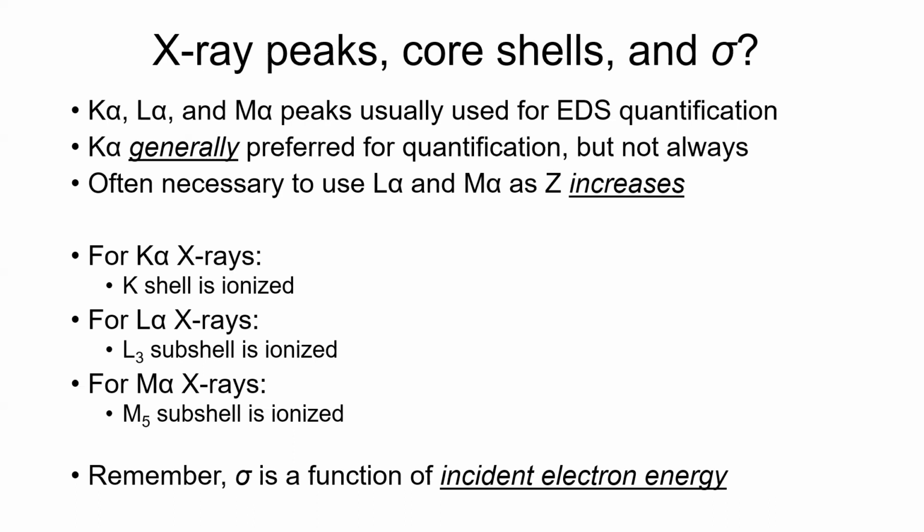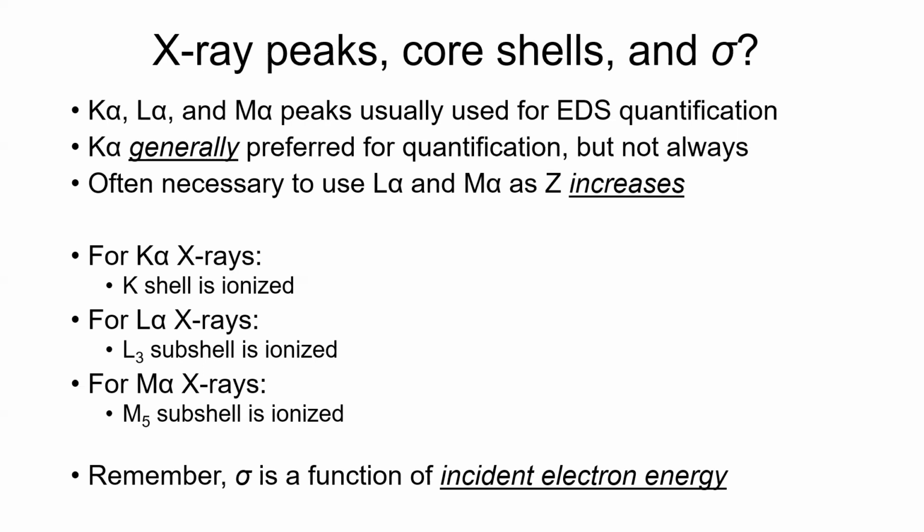So for a K alpha X-ray, you're getting the K shell ionized. For the L alpha X-ray, you're getting the L3 subshell ionized. Notice for the K, I didn't write subshell because there are no K subshells. There's only one shell. But for the L, you now have 3 subshells. And then for the M alpha, you would be getting ionization of the M5 subshell.